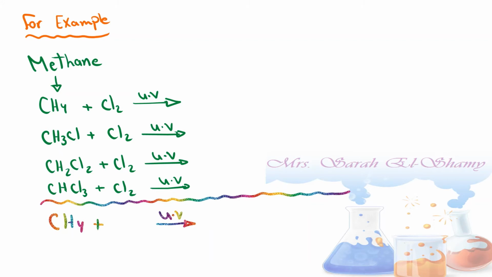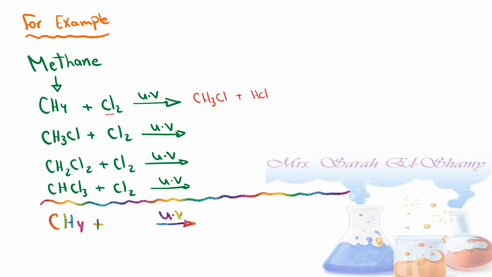Okay, we have CH4 plus Cl2. We said that we should take off H. So after taking off H, it will give CH3 and replace it. Replace it with what? Replace it with the chlorine. So it will be CH3Cl plus what? Plus HCl.